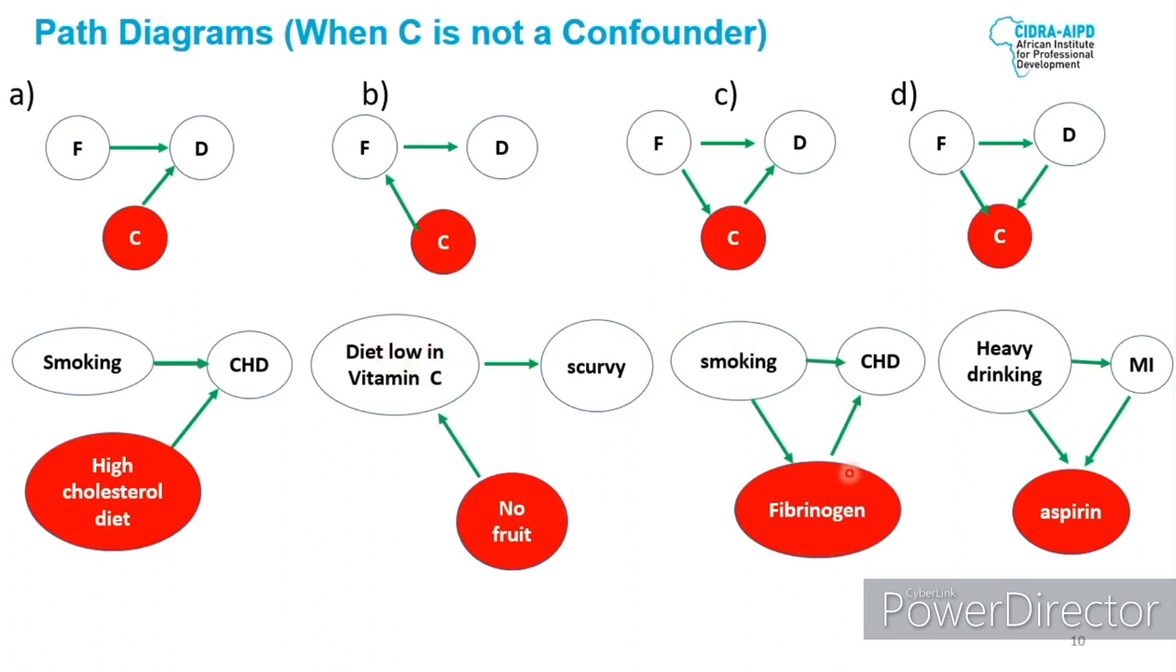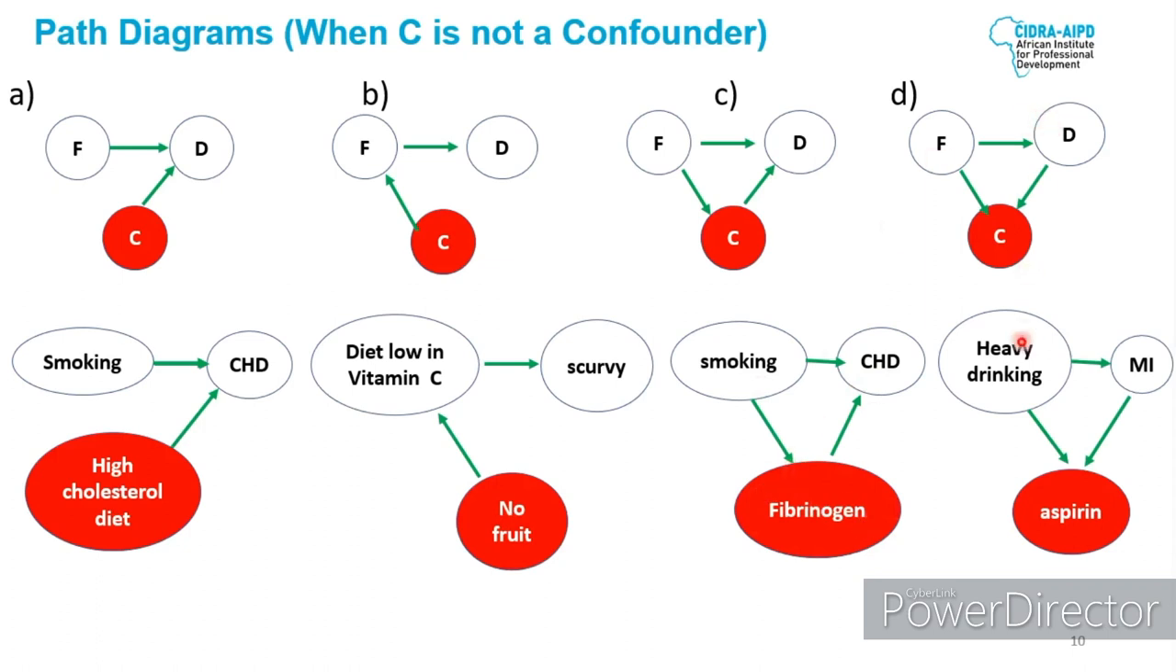Now let us consider situation C. Here, smoking and fibrinogen are both risk factors for CHD, but smoking promotes increased fibrinogen. Controlling smoking for fibrinogen would not be sensible, because this would effectively mean controlling the effect of smoking for part of itself. Hence, fibrinogen is not a confounder.